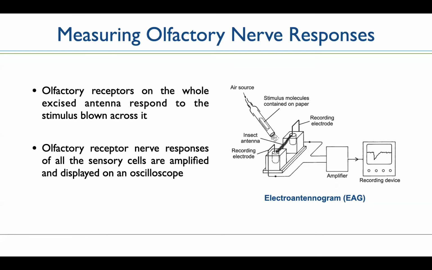So we talked about in previous lectures, EAG. This was on your exam. So olfactory receptors on the whole, basically it measures nerve responses on the olfactory receptor of the whole antenna when a stimulus is delivered to it. So just the basic setup here again, you have two recording electrodes that you place the antenna across. There's usually a conducting gel that's associated with that. You have a stimulus molecule that you apply to filter paper, and you basically deliver that as sort of a puff of air across the antennae.